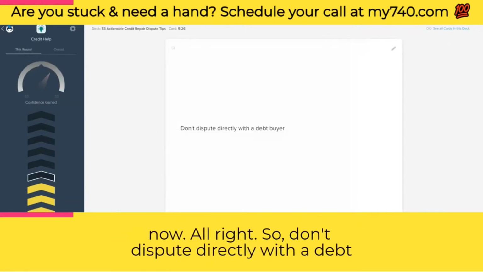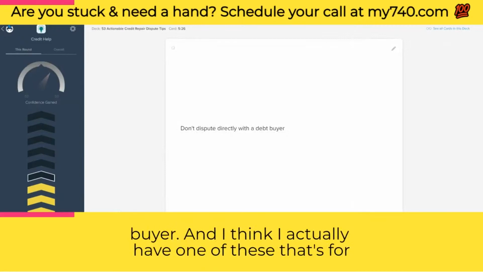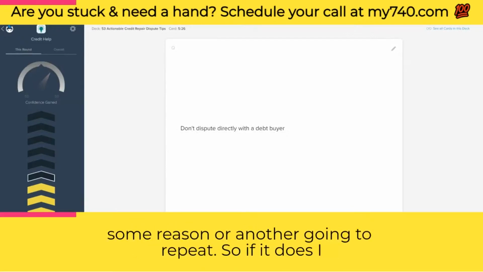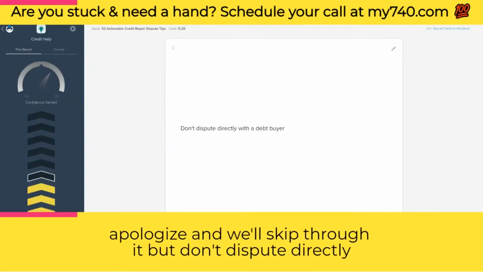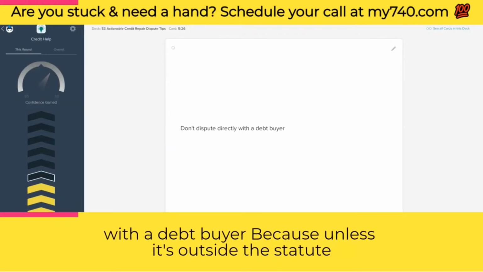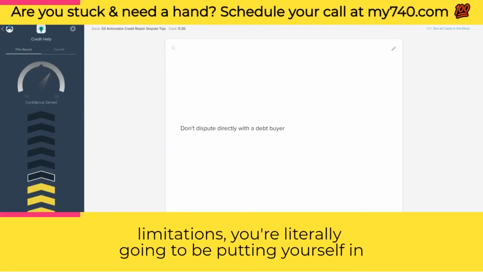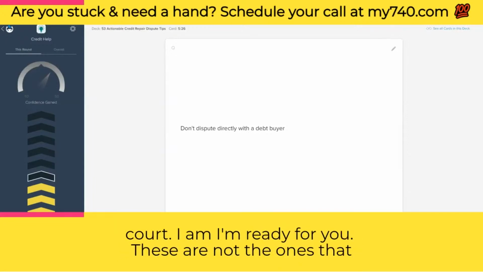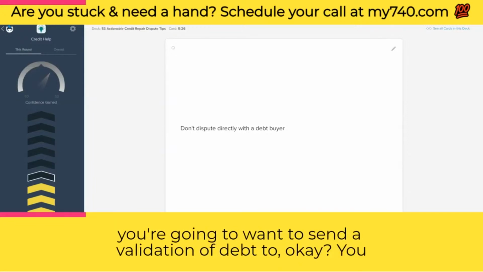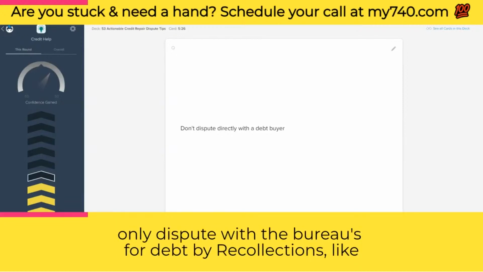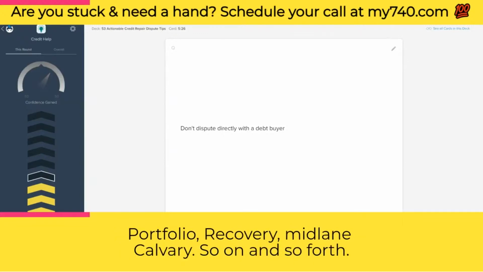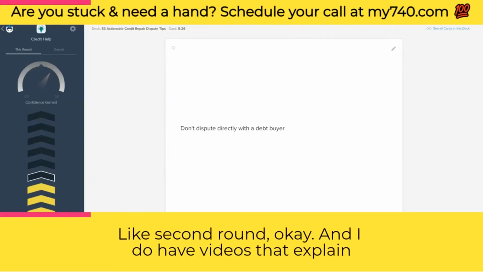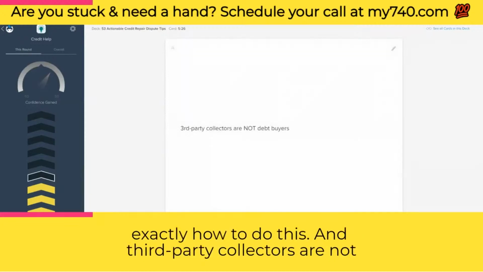All right, so don't dispute directly with a debt buyer. And I think I actually have one of these that's for some reason going to repeat. So if it does, I apologize and we'll skip through it. But don't dispute directly with a debt buyer, because unless it's outside the statute of limitations, you're literally going to be putting yourself in front of the debt buyer saying, hello, here I am, take me to court, I am ready for you. These are not the ones that you're going to want to send a validation of debt to, okay? You only dispute with the bureaus for debt buyer collections like Portfolio Recovery, Midland, Calvary, and so forth, like second round, okay? And I do have videos that explain exactly how to do this.